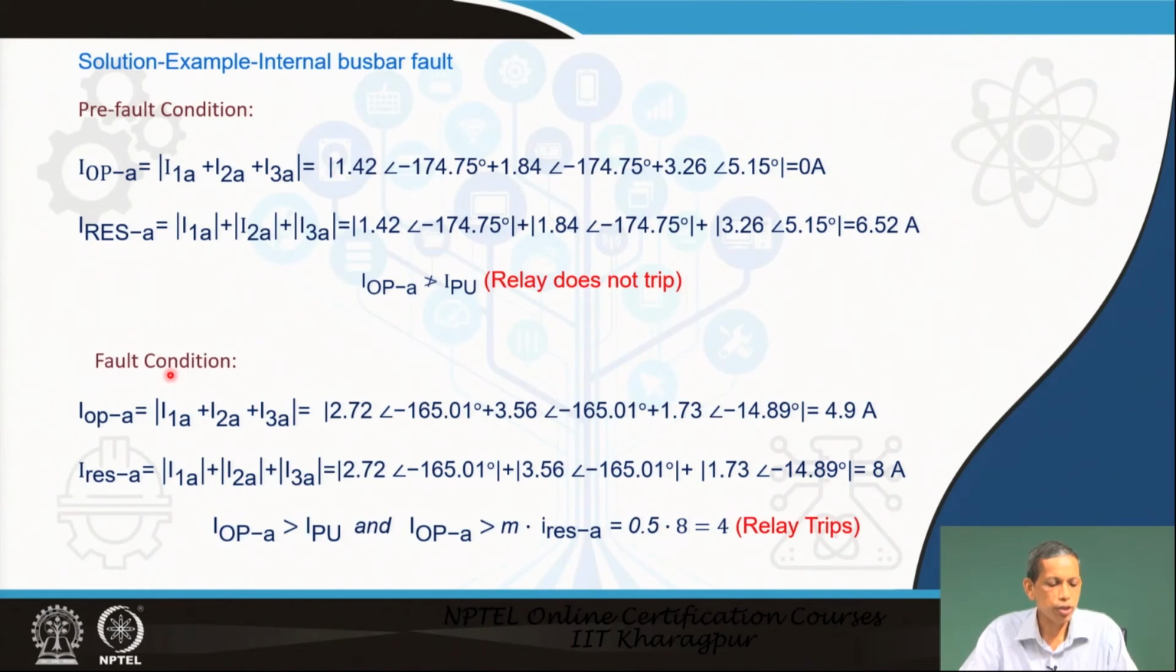For a fault condition, to know whether it is internal or external, the I operating A summation uses the values we saw in the earlier slide. If you add them, they become 4.9 and the restraining current becomes 8 ampere. But I operating is greater than IPU, which we already checked, that is 130% of the maximum fault current. And I operating A in phase A is greater than M times I restraining, 0.5 into 8, which is 4 ampere. Therefore, even with this small internal fault, the relay is able to detect the fault correctly.